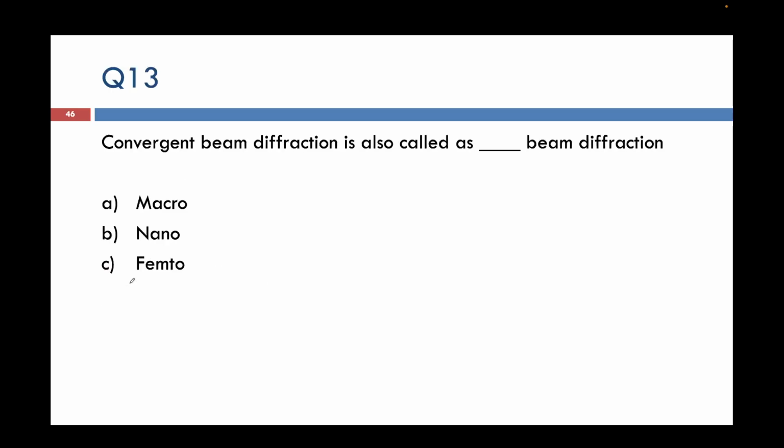Convergent beam diffraction is also called dash beam diffraction. It is not called macro diffraction, which is a large diffraction. It is not called femto diffraction either. Femto means 10 to the power minus 15, and convergent beam electron diffraction does not give us resolution up to that level. So it is called nano diffraction.